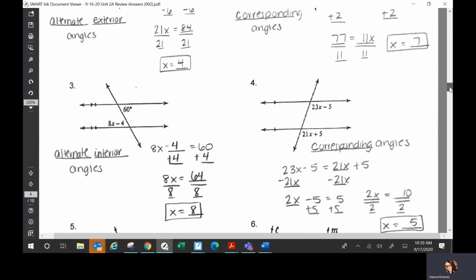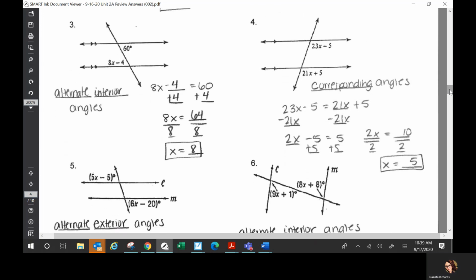Okay, on 3 and 4. Number 3, those are alternate interior angles. So alternate interior angles are congruent. That means we set those two expressions equal to each other, and you get x is 8. Number 4, those are corresponding. So they are congruent, so you set them equal to each other. On number 4, you should get x is 5.